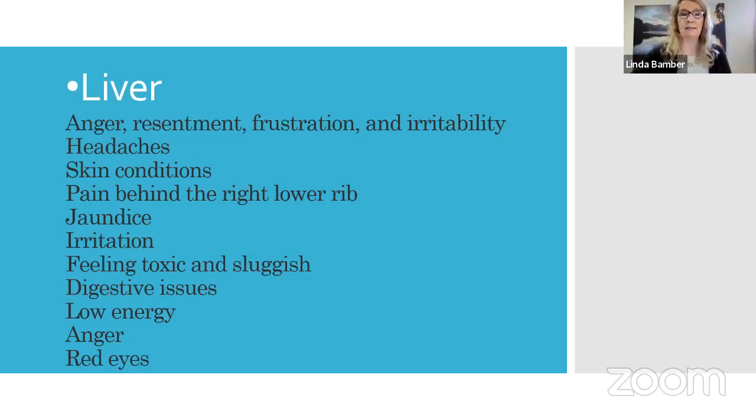So we've got headaches. We have skin condition, pain below the right lower rib, jaundice, irritation, toxic and sluggishness, digestive issues, low energy, anger again, and even red eyes. So there were just a few ideas for some of the symptoms connected with liver. So you may not even realize that some of those are liver ideas, or maybe you already do. So again, even before you go to bed, you can play the liver ideas, or you could play some of those specific emotional ideas that are connected to liver problems.